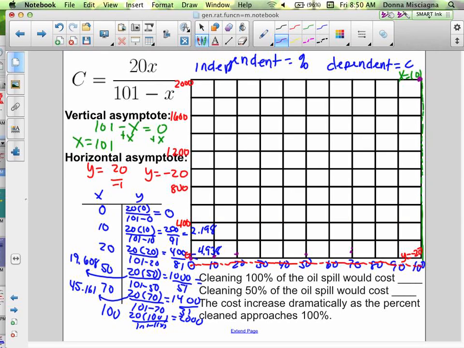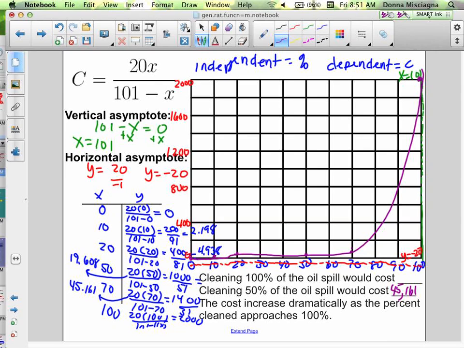All right, so let's take a look at our graph here. It's a pretty steep curve there at the end. Let's fill in the blanks here, and let's actually put in the actual cost rather than how many thousands of dollars. So let's fill in 50%. Cleaning 50%, we had 45.161. That's thousands, right? So that's $45,161. That's how much it cost to clean up 50%.